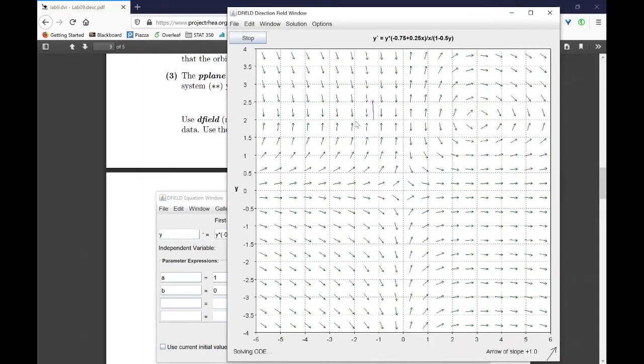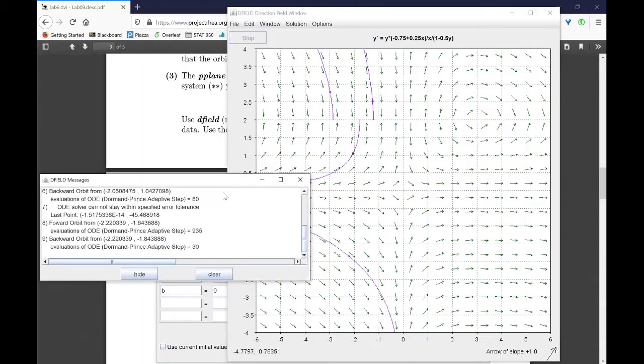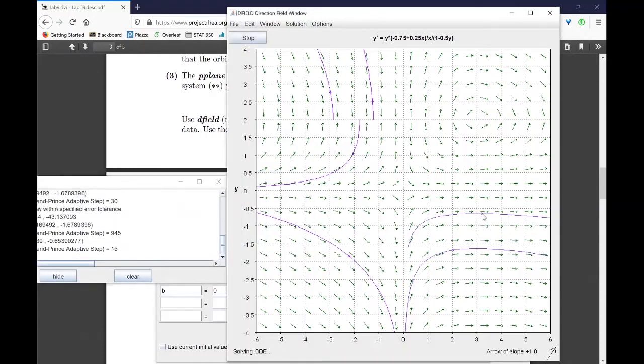And again, you should see that the curves are mostly the same. You might have to press stop a few times because they get stuck at y equals 2. So after plotting a few curves, you see that all the curves stop at y equals 2.